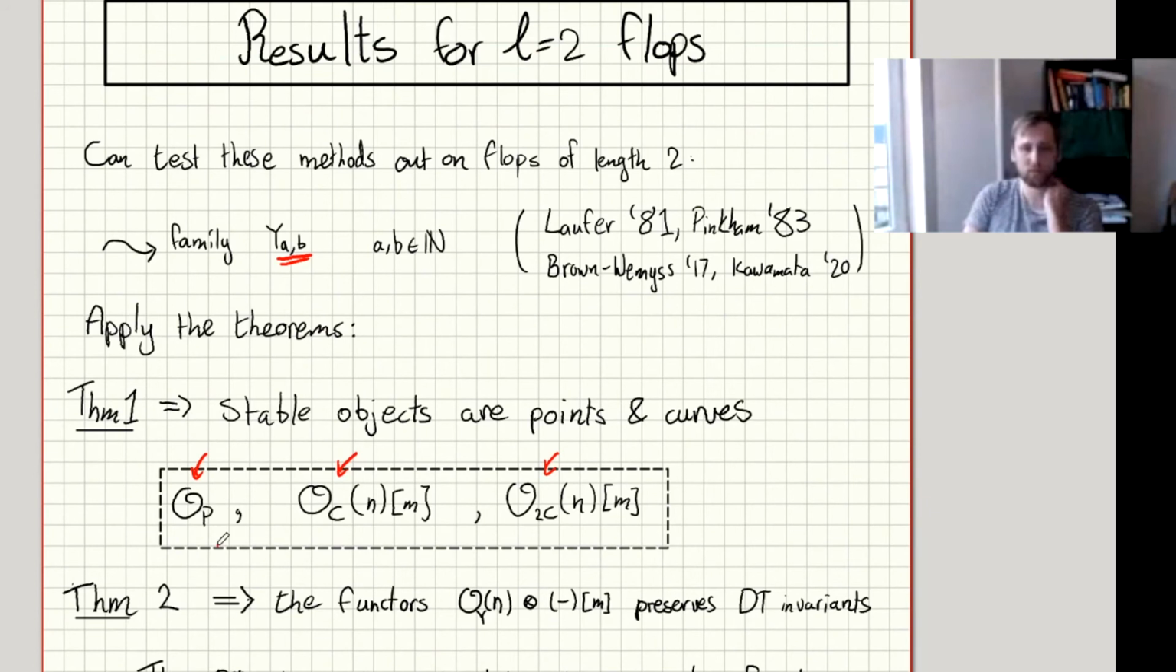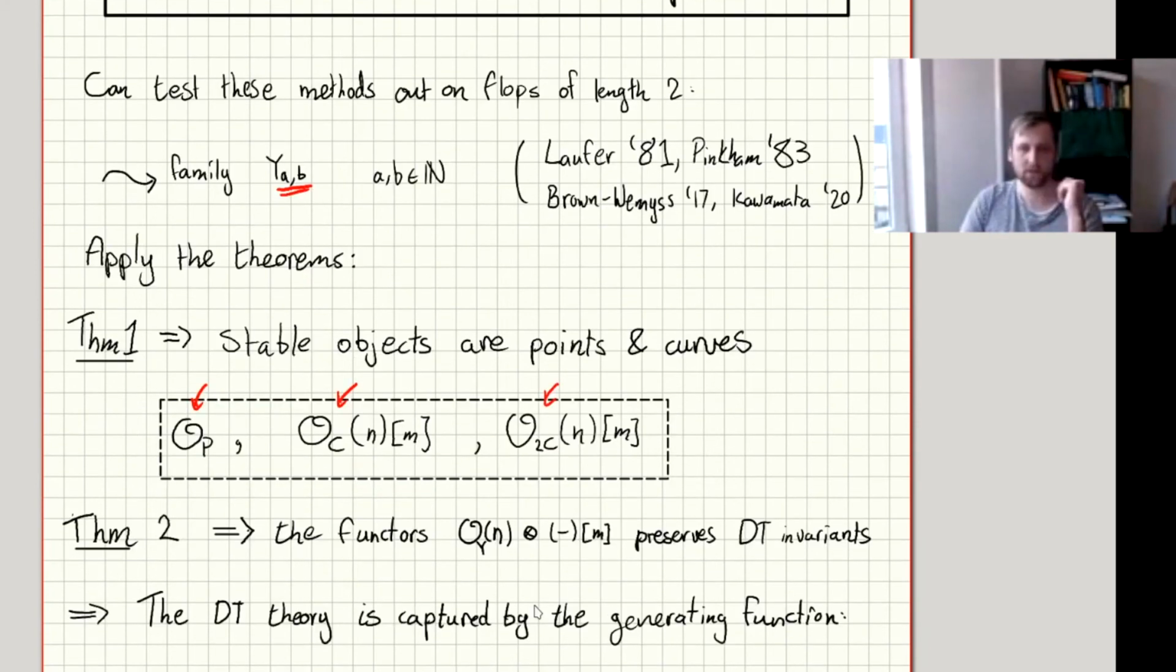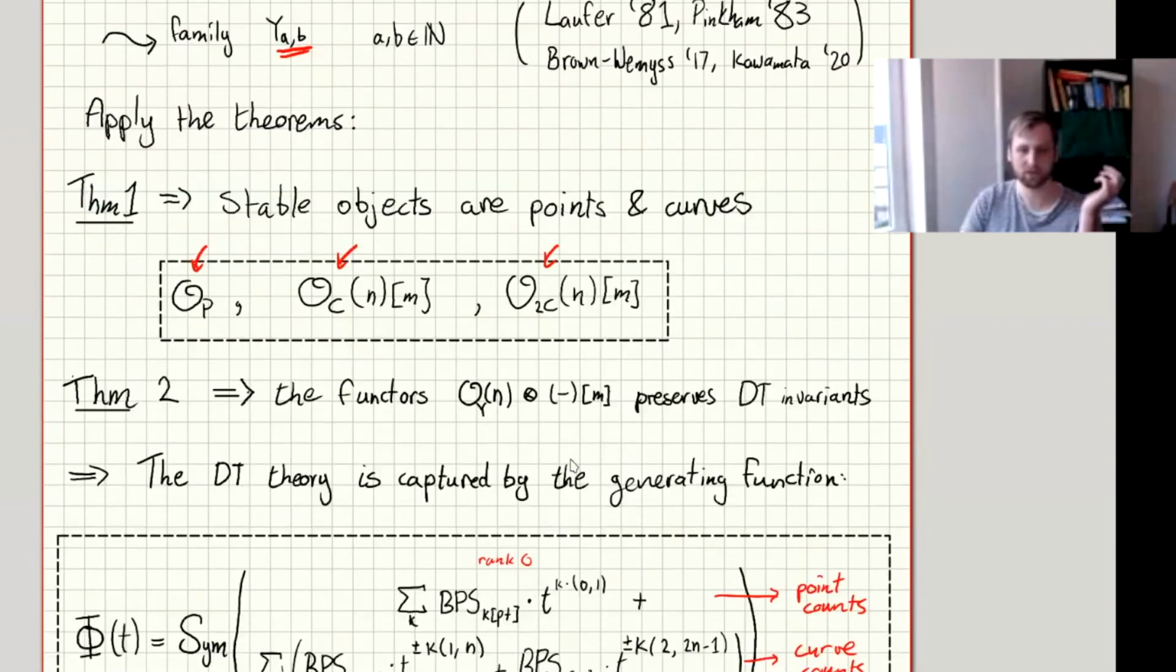And from the second theorem, we get that these twists and these shifts also preserve the DT invariant. So these twists and shifts are sort of the geometric version of these tilts. Right. And so the implication is that the DT theory is completely generated by point counts and curve counts.